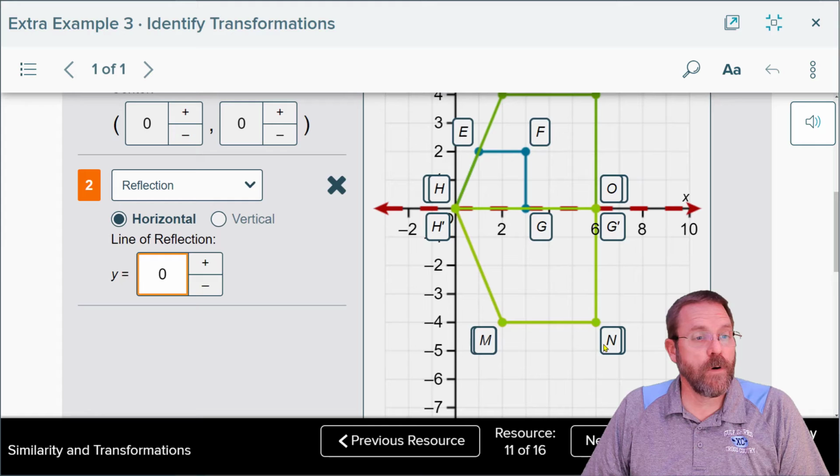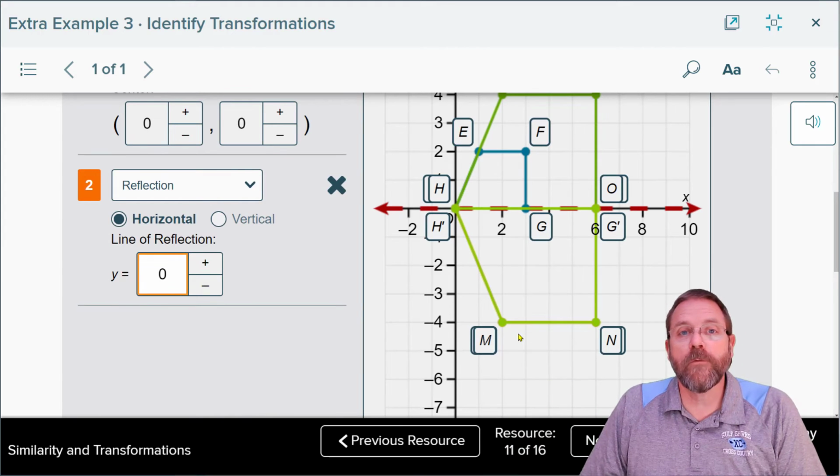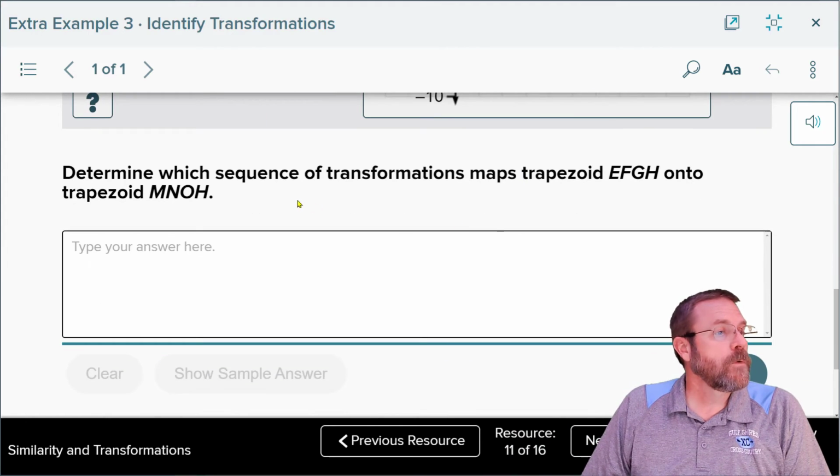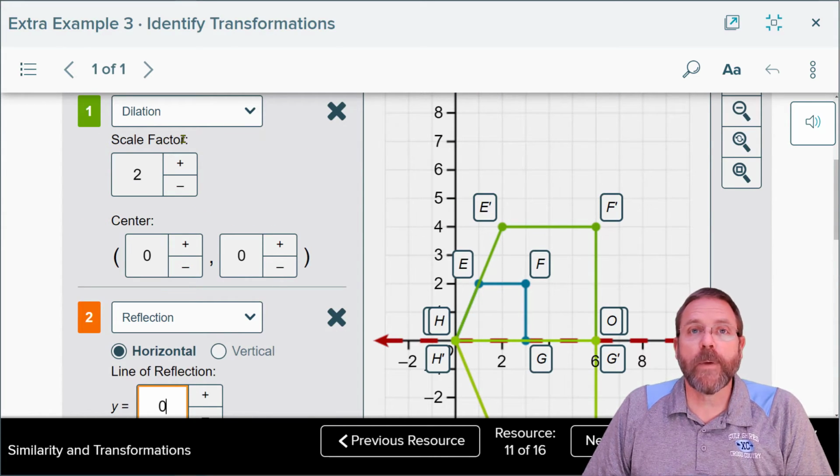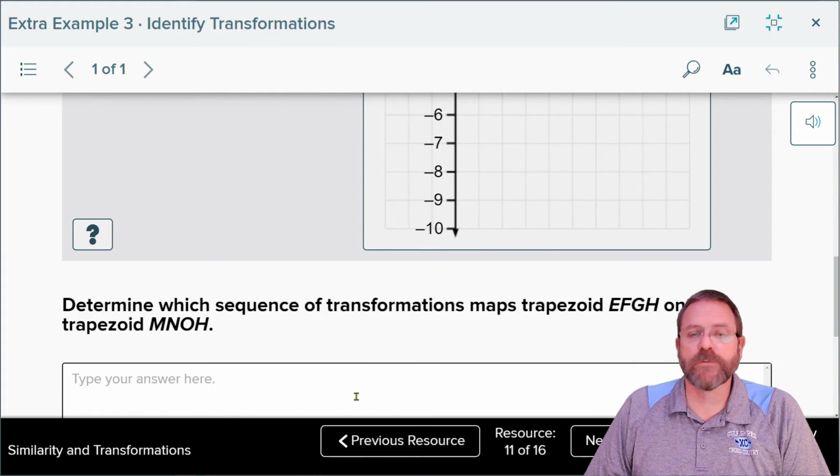That's it. You can see them overlapping down here. We have covered it up. It's done. So which sequence of events did you use? We used a dilation with a scale factor of 2, followed by a reflection across the x-axis. That's what you would write in this box right here.